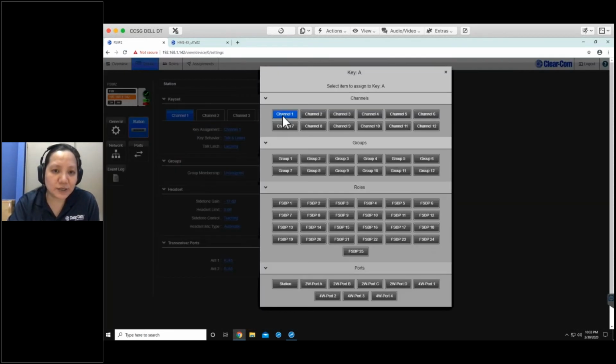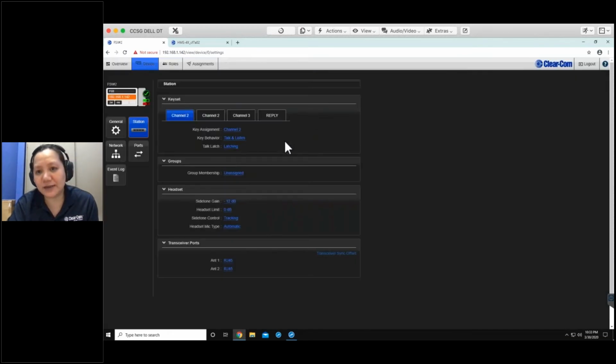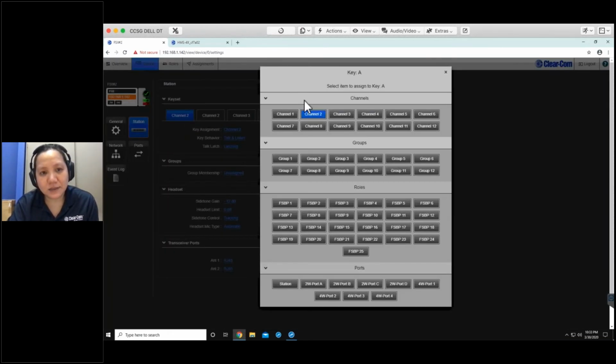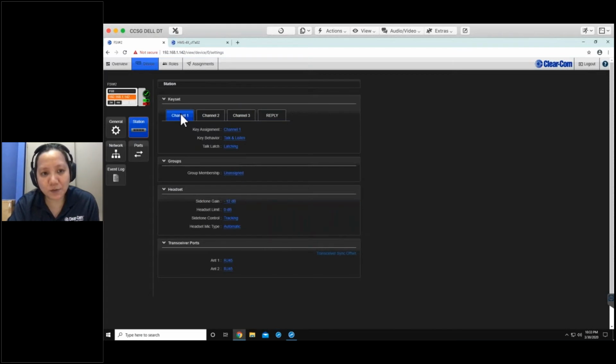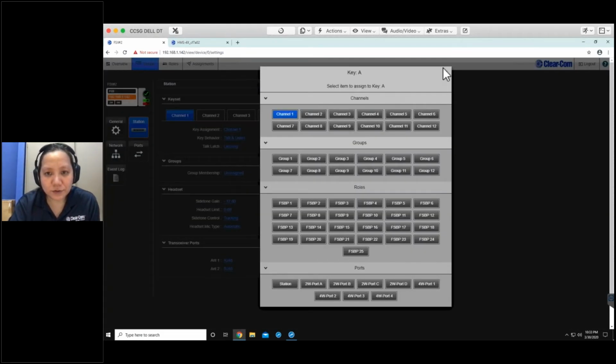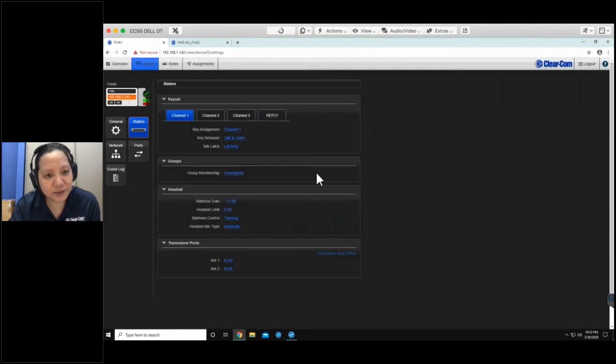You could change any channel, and it will be a live change. If you move it back to channel 1, that will be 1. The channel name I'll show you somewhere else. You could change the key to non-latching if you don't want someone to latch onto the key.